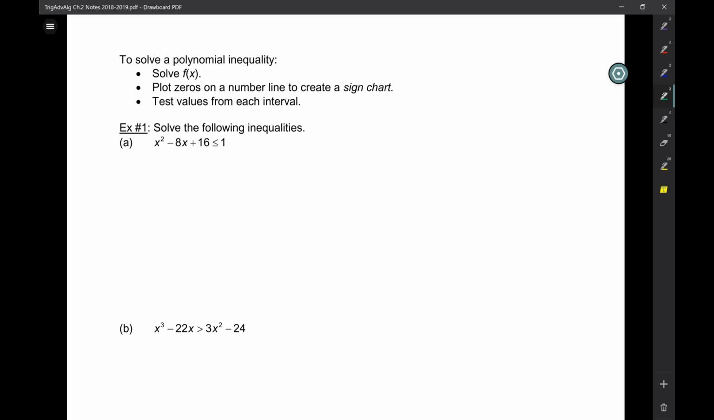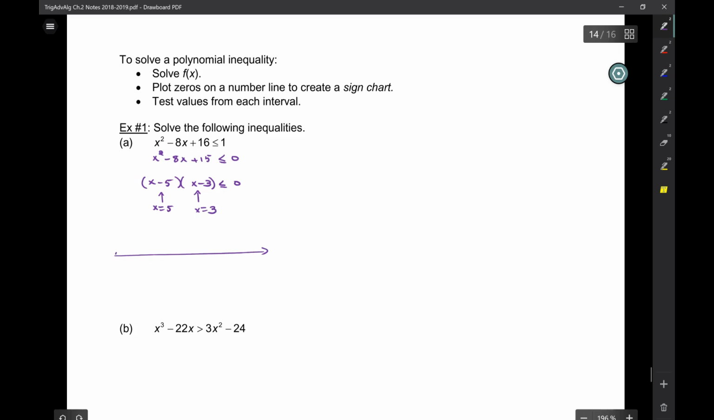In order to solve this, first I need to bring the 1 to the left side. So that's going to be x squared minus 8x plus 15 less than or equal to 0. Now, when I factor this, it'll be x minus 5, x minus 3. The reason why I do this is I want to find the zeros here. So x equals 5, x equals 3. I put those on a number line.